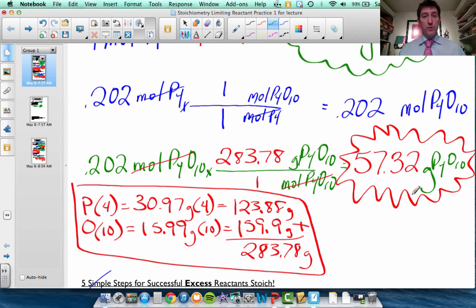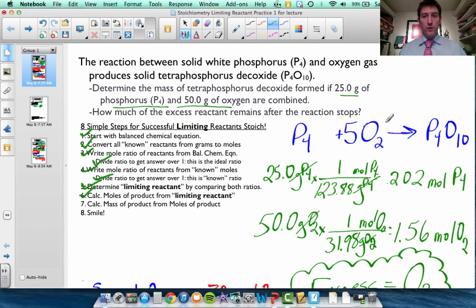That's how much I'm going to produce when, let me scroll up, when I go to the store and buy 25 grams of phosphorus and 50 grams of oxygen. This is hugely important in a lab. So you need to figure out, well, how much product am I going to be able to produce if I order this much material?